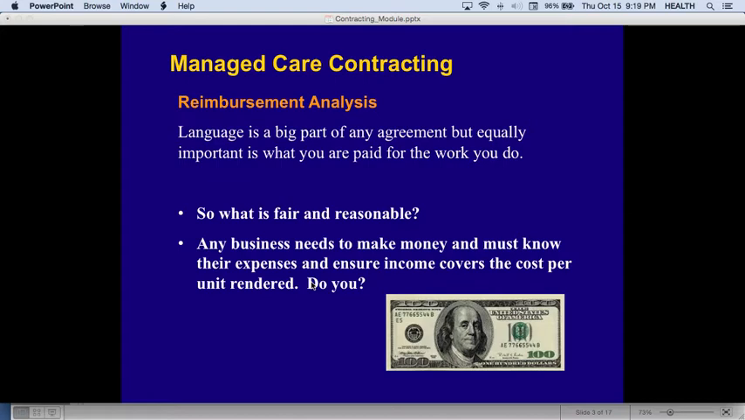Any business needs to make money, and we must know the expenses. So I might tell you we pay $10, and I'm like, okay, but if you don't know how much it costs to see a patient, you're in a really bad situation. Do you know how much it costs to see a patient in your practice? Do you do cost accounting to know that? That's usually where practices just go, well, it's the best I can get, I'm just going to run with it. And then they struggle and wonder why.